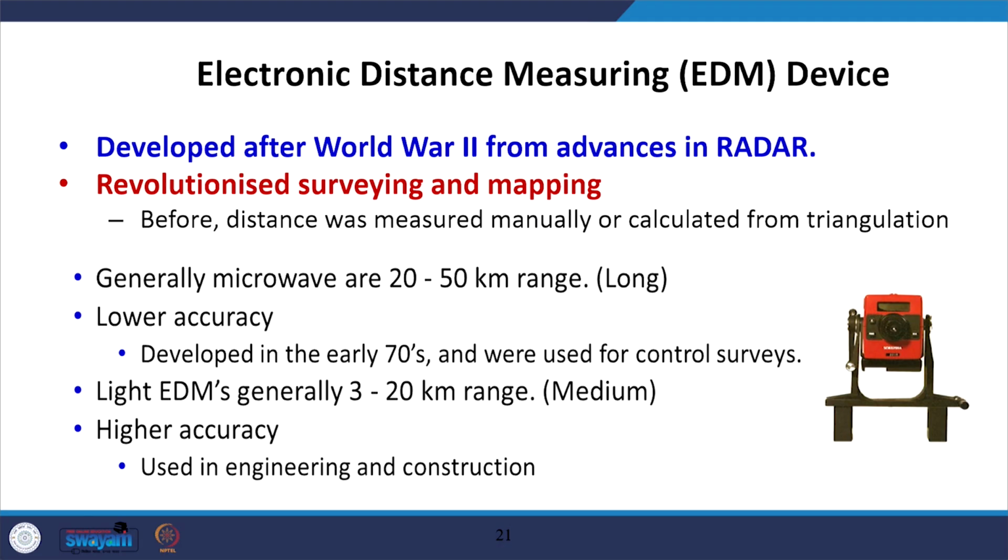There were broadly two types of EDMs developed: microwave based and infrared based. Microwave based ones give a very long range of 20 to 50 kilometers, and the other gives a 3 to 20 kilometer range. In engineering survey work, most of the time we use the medium range devices, 3 to 20 kilometers, and we get very high accuracy from these devices in measuring distances.